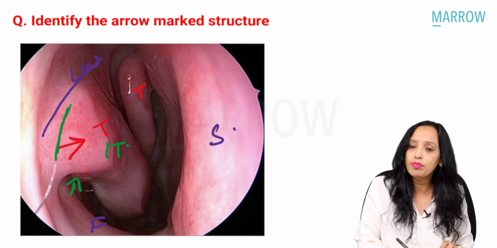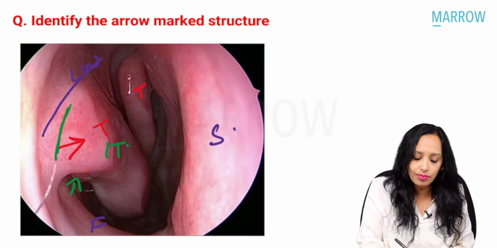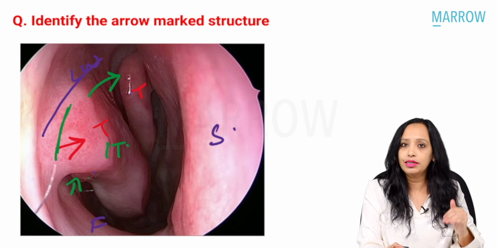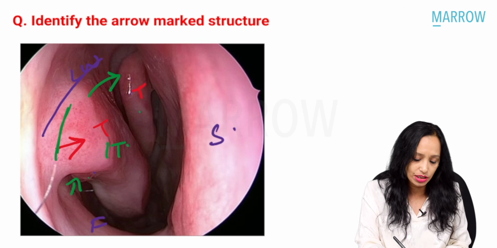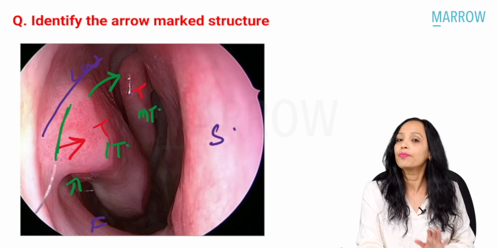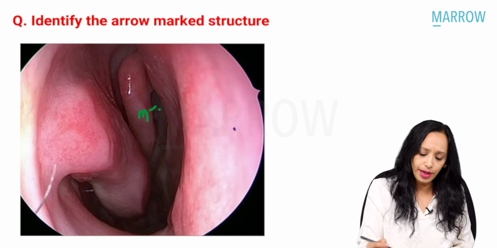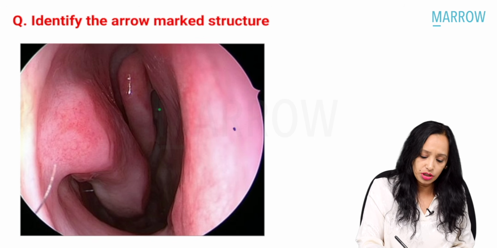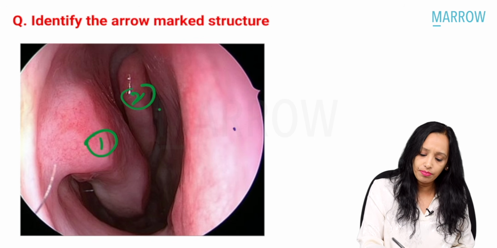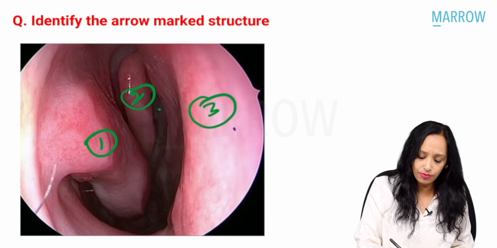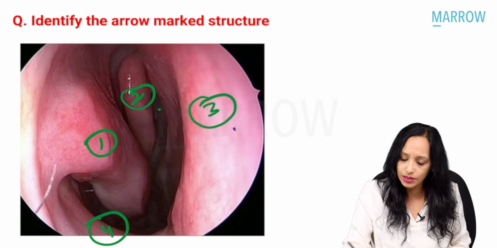So what structure has been marked as the inferior turbinate? The middle turbinate starts a little more posteriorly and it is superior to the inferior turbinate. So here what you are seeing is the middle turbinate. Is that clear? Let me rub this. Can you make out now? What is 1? Inferior turbinate. 2, middle turbinate. 3, septum. 4, this is the floor of the nose.